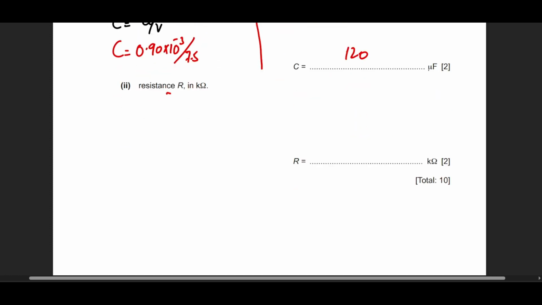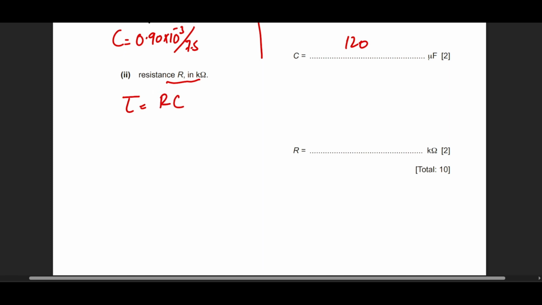Then he asks you about the resistance. So we know that tau is equal to RC, and we can simply replace the first time constant and then find R, as capacitance is 120 into 10 to the power minus 6 farads, and the resistance comes out as 45,800 ohms, which can be simplified as 46 kilo ohms or 46,000 ohms in this question.